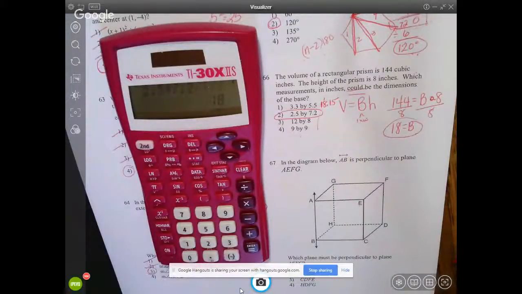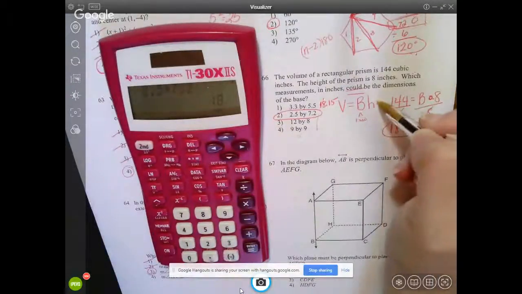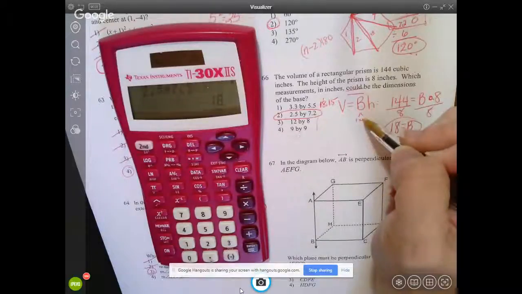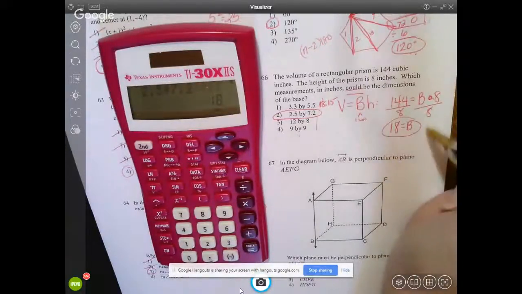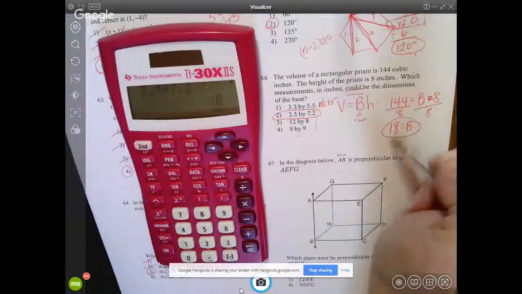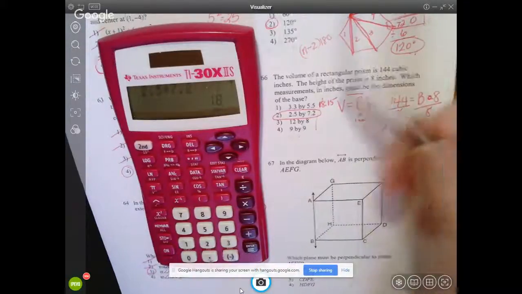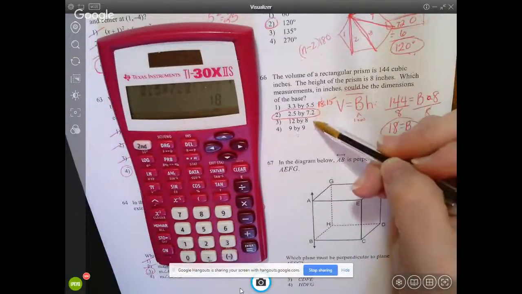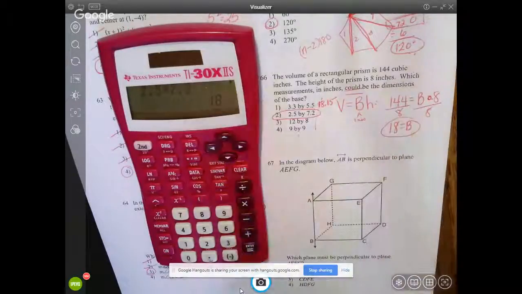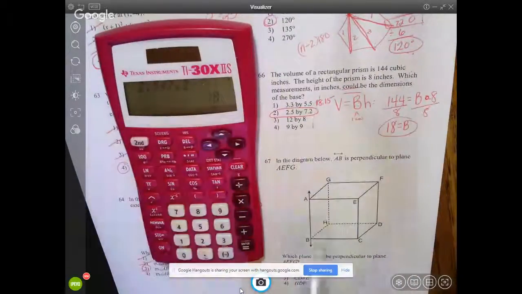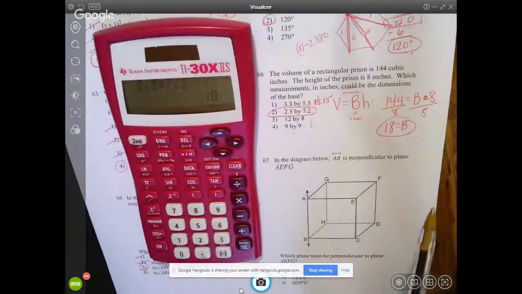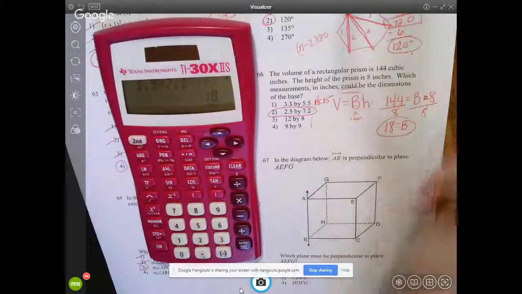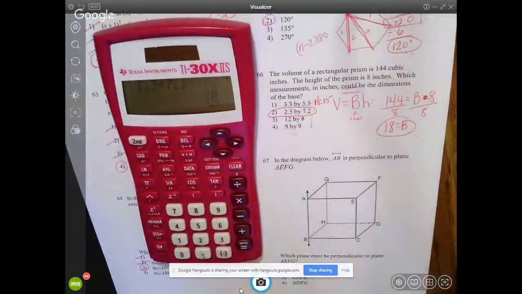So again, the formula on the formula sheet is this one, where the big B stands for the base, so the length times the width. So I took this out to find out how much my big base had to be, and then I multiplied each of these together to see which one of them gave me 18. And when I do 2.5 times 7.2, I got 18. This says B times 8. This says B times 8, yep. I wrote an equal sign and screwed up, so I could make a bigger dot.